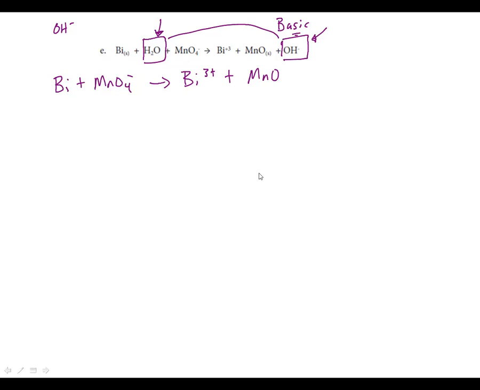I'm going to post this so you can watch it again and all that good stuff. Always, if it's basic, the easiest way to do it is just to go through all the steps like it's acidic. Then when you get to the end, after you have it balanced in acidic conditions, that's when you add the OH minus to both sides. Then combine to make water and reduce it down.